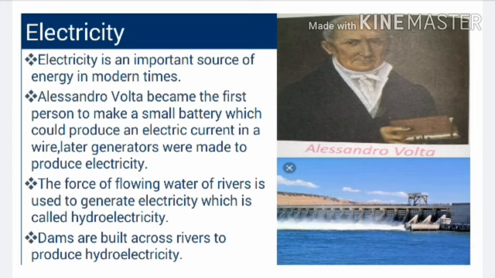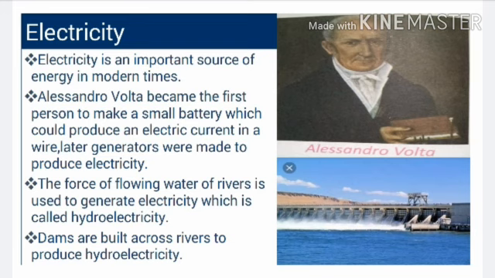The next source of energy is electricity. Electricity is an important source of energy in modern times. We all know how important electricity is in our day-to-day life. Alessandro Volta became the first person to make a small battery which could produce an electric current in a wire. Later generators were made to produce electricity.